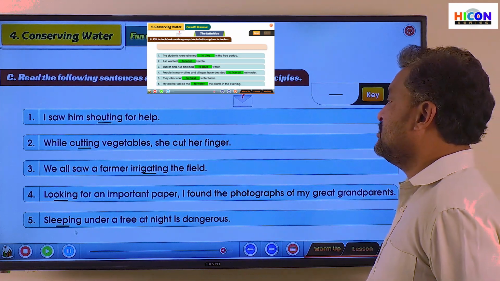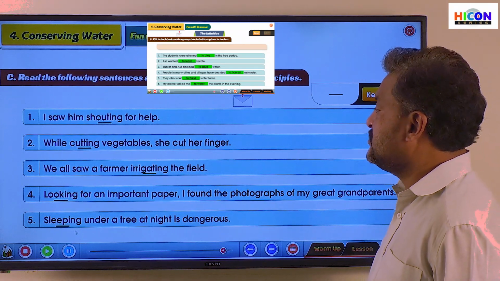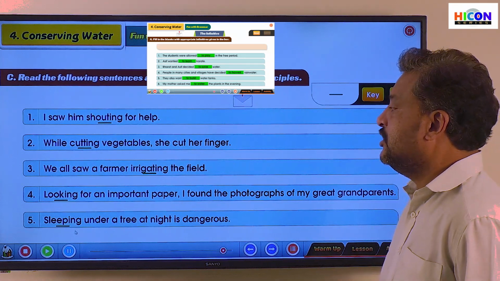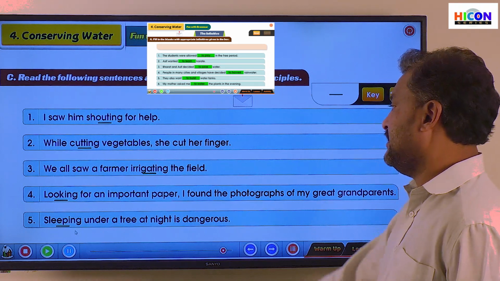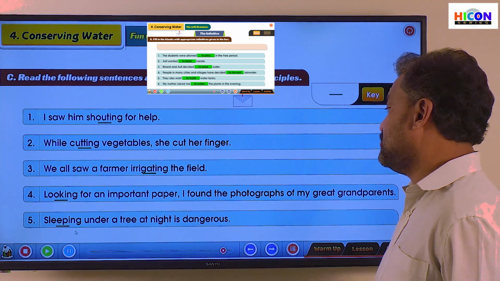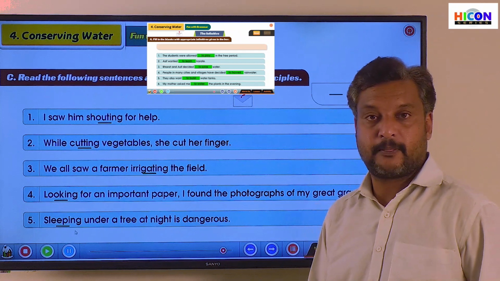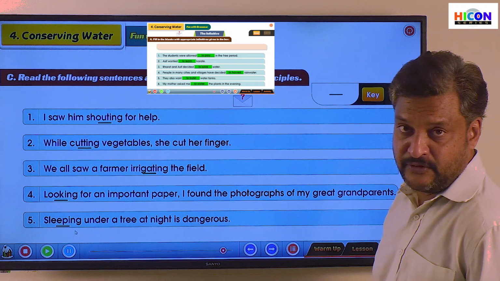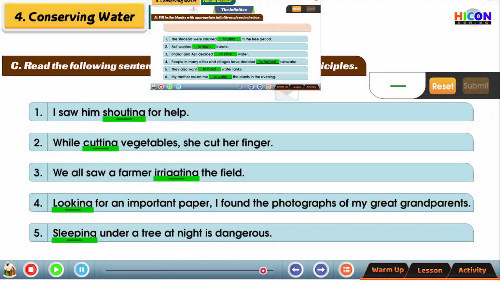While cutting vegetables, she cut her finger. Cutting is a present participle. We all saw a farmer irrigating the field. Irrigating is a present participle. Looking for an important paper, I found the photographs of my great-grandparents. Looking is a present participle. Sleeping under a tree at night is dangerous. Sleeping is a present participle. Right? So now I will keep the screen the same for another minute so that we can read it once again. Okay.